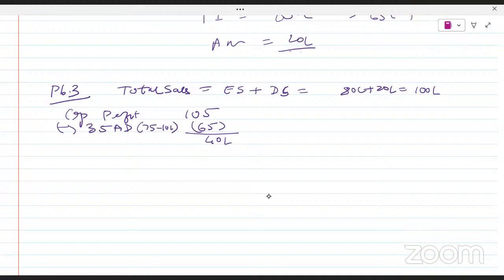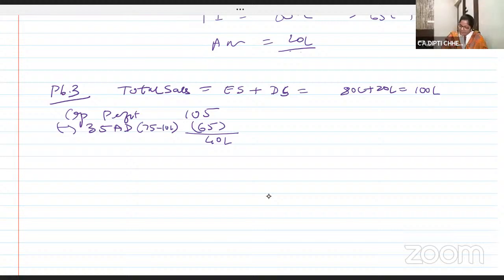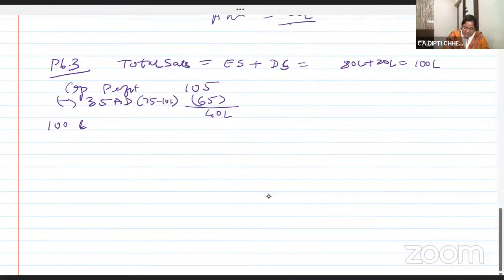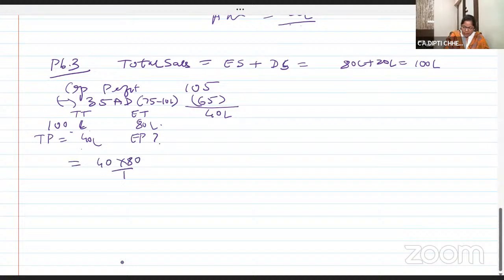Now, 100 lakhs total turnover. What is the export turnover? 80 lakhs. So total profit 40 lakhs. After 35 AD, it's 40 lakhs. So what will be the export profit? Are you getting it? Total turnover, export turnover, total profit, export profit. 40 into 80 by 100.